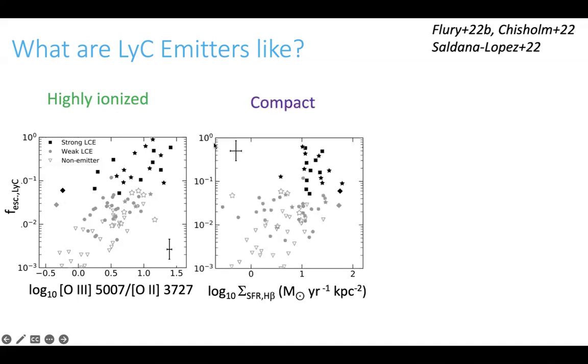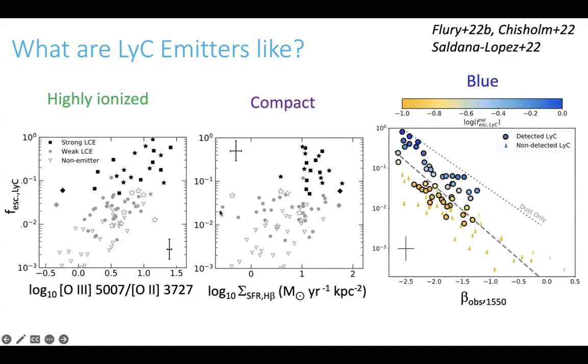Another of our stronger correlations is the compactness of the star forming region. This is showing the star formation rate surface density. And you can see that above this threshold here, almost all of our Lyman continuum emitters are located in this region where they have very concentrated star formation rate surface densities.